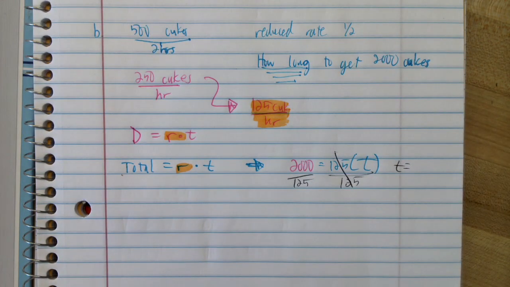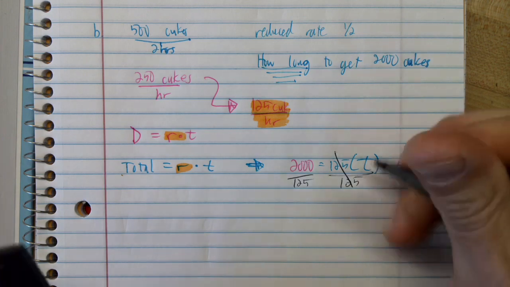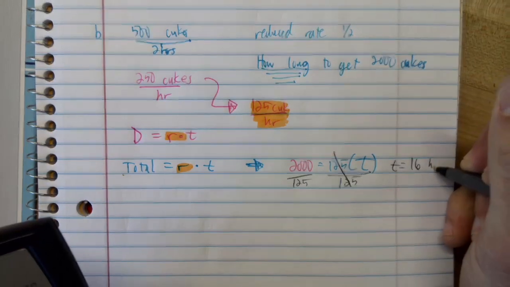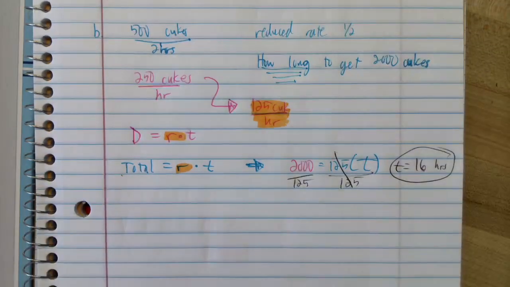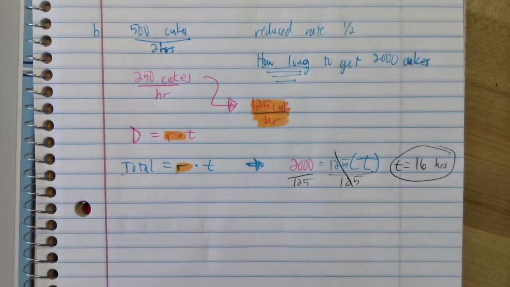What did you guys get? That was the one that most of you wrote down, right? And I checked that you did, I guess. 16 hours. Now look at the units. It had to be hours because I'm talking about time. All right?